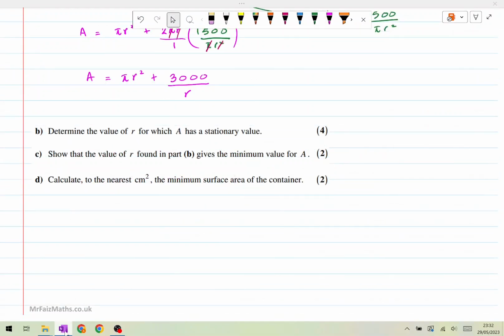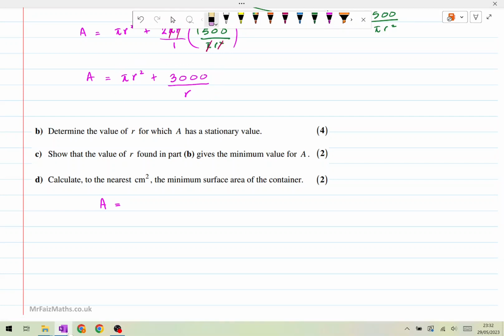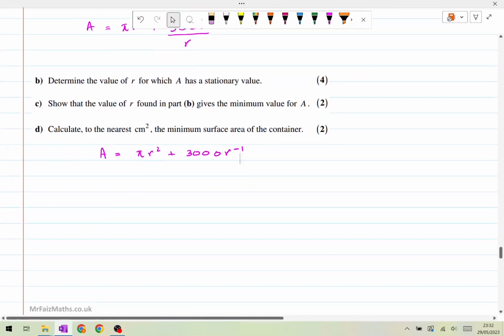Okay, on part B of this question, we are then told to find the value of r for which the surface area has a stationary value. Right, so which means we'll need to differentiate A, make it equal to 0 and solve it to find a stationary point. So the first thing we need to do is to rewrite this into a form that we can differentiate. So instead of writing it as 3000 over r, we'll need to write this as pi r squared plus 3000 r to the power minus 1. Right, we can then differentiate this, make it equal to 0, and see if we can solve that.